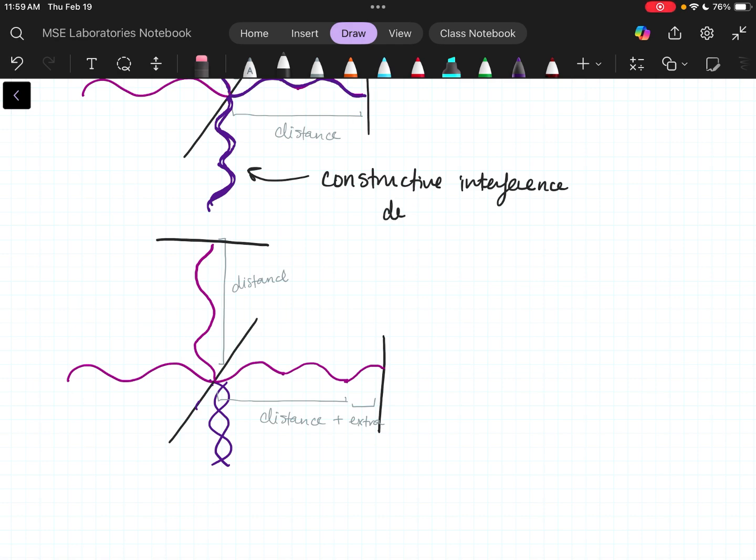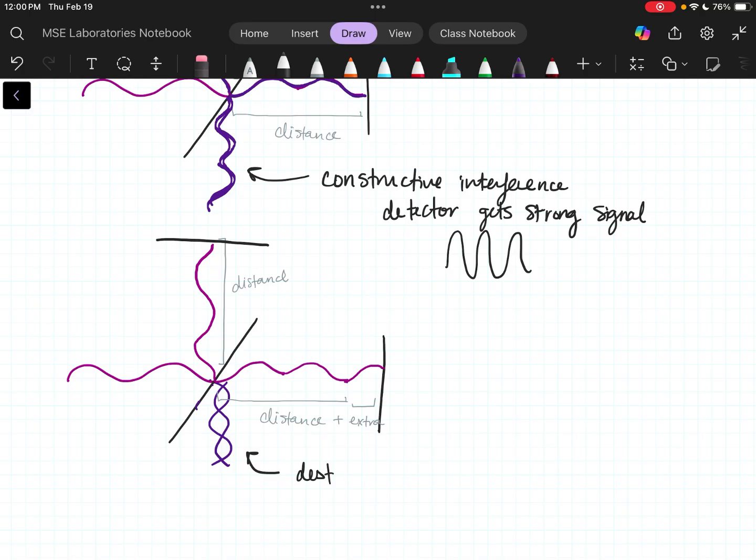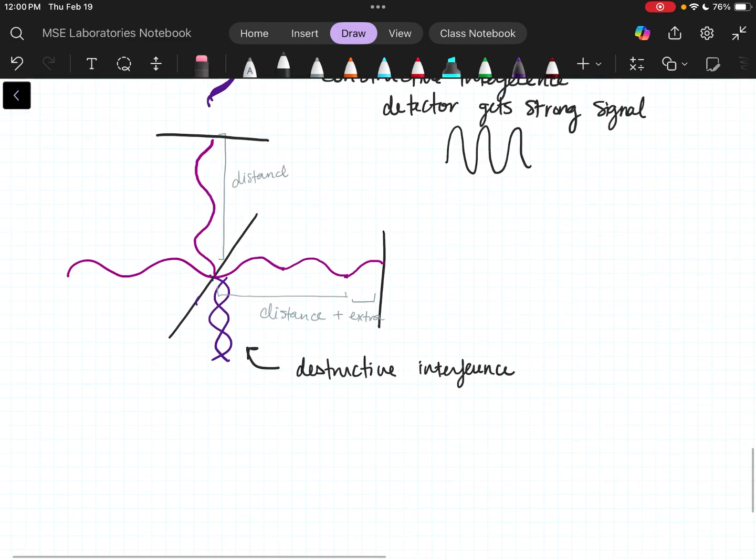This upper example right here is going to cause constructive interference, which means the detector is going to get a strong signal. Because these two waves add together and we're getting two of the exact same wave, it appears as though this is one really strong wave.